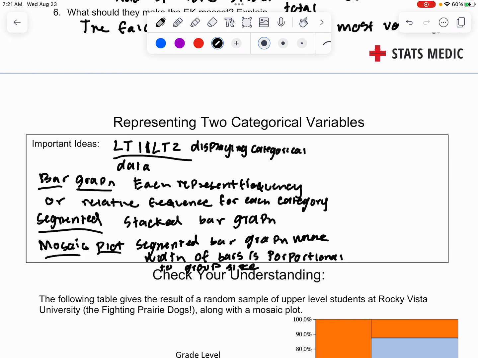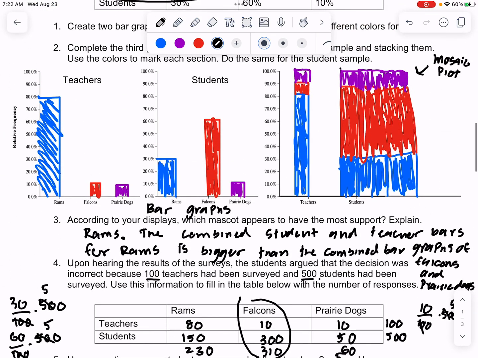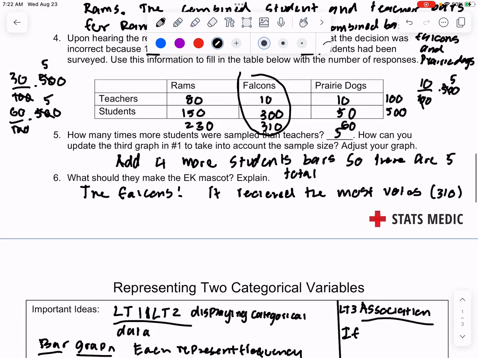Okay, so that was our first learning target. The second one is association. How do I know that two things are associated or that one thing is causing the other? This is learning target 3, by the way. If knowing the value of one variable helps us to predict the other variable, then the bar graphs will be different, right? If these bar graphs were the same, there would be no association between the variables. Since they're different, there is.